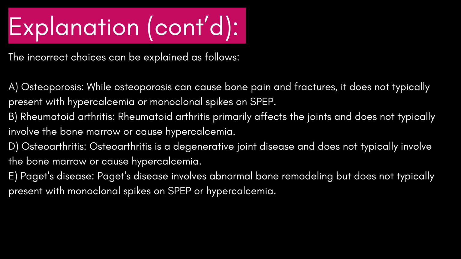Rheumatoid arthritis primarily affects the joints and does not typically involve the bone marrow or cause hypercalcemia. D, osteoarthritis. Osteoarthritis is a degenerative joint disease and does not typically involve the bone marrow or cause hypercalcemia. E, Paget's disease. Paget's disease involves abnormal bone remodeling but does not typically present with monoclonal spikes on serum protein electrophoresis or hypercalcemia.